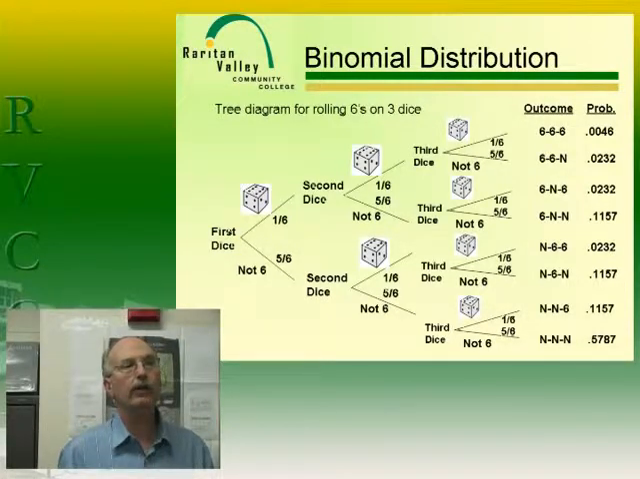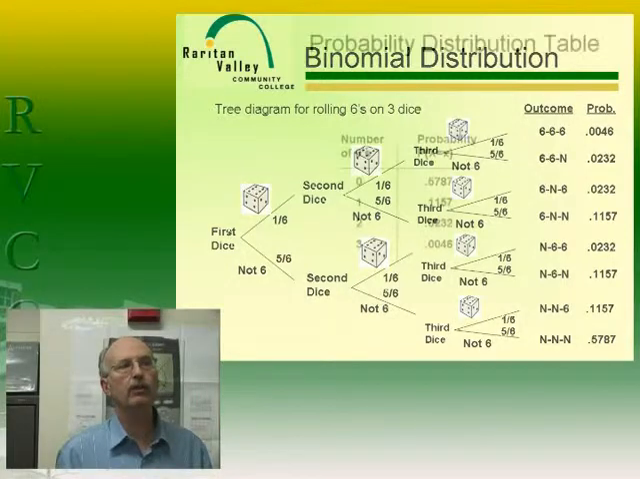So if we look at the outcome 6, 6, 6, the probability is 1/6 times 1/6 times 1/6, or 0.0046. If we look at 6, 6, not a 6, then the probability is 1/6 times 1/6 times 5/6, or as a decimal, that would be 0.0232. And we can go on down the chart until we get to not a 6, not a 6, not a 6, and that probability is 5/6 times 5/6 times 5/6, or 0.5787.